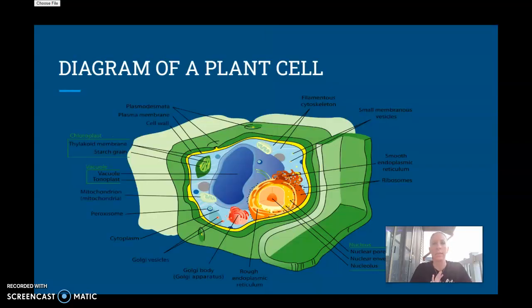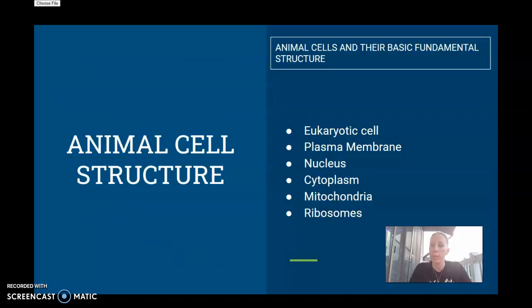So if you look at the diagram of the plant cell, you can kind of see the general idea of what the cell looks like with all of those organelles in it. Now, you can see the smooth endoplasmic reticulum, the rough endoplasmic reticulum, cytoplasm, everything that I talked about on the previous screen. If we go to the animal structure, it looks kind of the same.